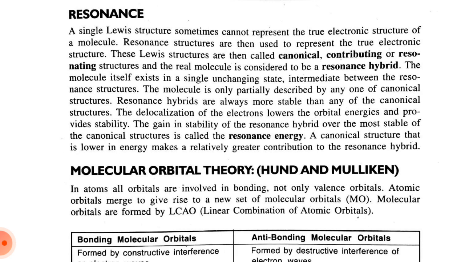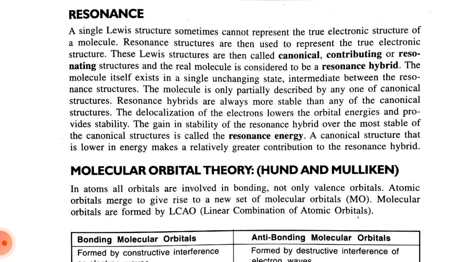Resonance. A single Lewis structure sometimes cannot represent the true electronic structure of a molecule. Resonance structures are then used to represent the true electronic structure. These Lewis structures are then called canonical contributions or resonating structures, and the real molecule is considered to be a resonance hybrid. The molecule itself exists in a single unchanging state in between the resonance structures. The molecule is only partially described by any one canonical structure.